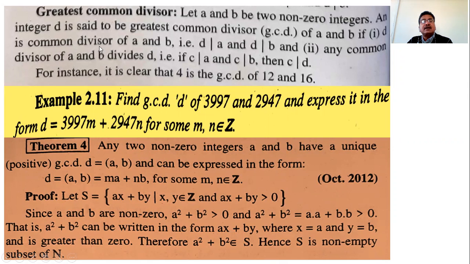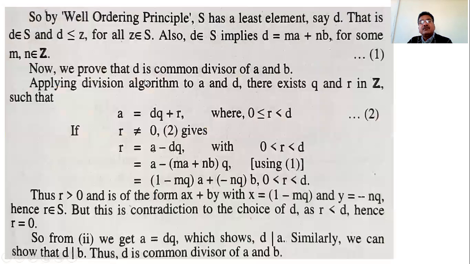We will show that D is the greatest common divisor of A and B. So first, D is a common divisor of A and B, and then the next condition. Now we show that D is a common divisor of A and B by applying the division algorithm to A and D, because A and D are two integers. Divide A by D, and we get some quotient and some remainder.